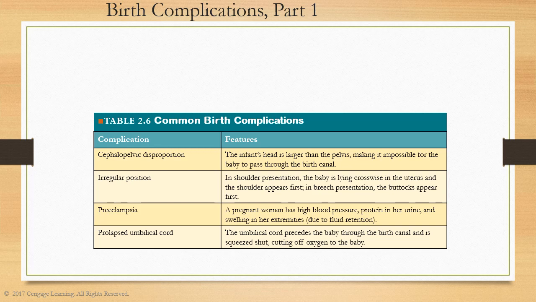Prolapse umbilical cord is what happens when the umbilical cord precedes the baby through the birth canal and is squeezed shut, cutting off oxygen to the baby. That's what they would consider a hypoxic event, and hypoxic is just a lack of oxygen. A lot of times that's what happens to babies that are born with cerebral palsy. It's because the umbilical cord wraps around the neck, cutting off oxygen, or even infant death. So those are just some common birth complications to be aware of.